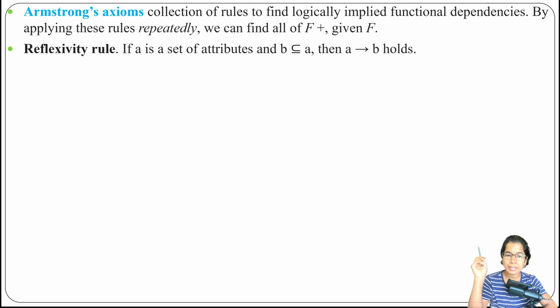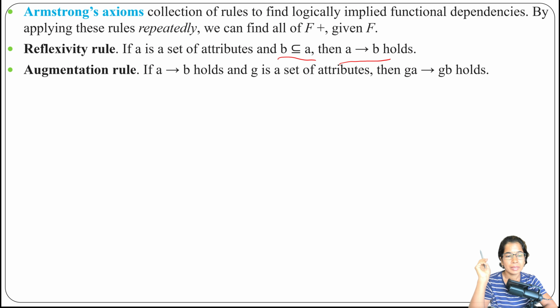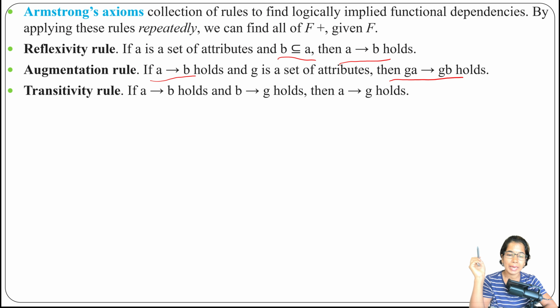First is the reflexive rule. If B is a subset of A, then A implies B holds. Next is the augmentation rule. If A implies B, we can add another attribute, let G, with A, and that will also be added with B. So GA implies GB holds. Next is the transitive rule. If A implies B, B implies G, then A implies G also holds. These are the basic rules: reflexive, augmentation and transitivity.